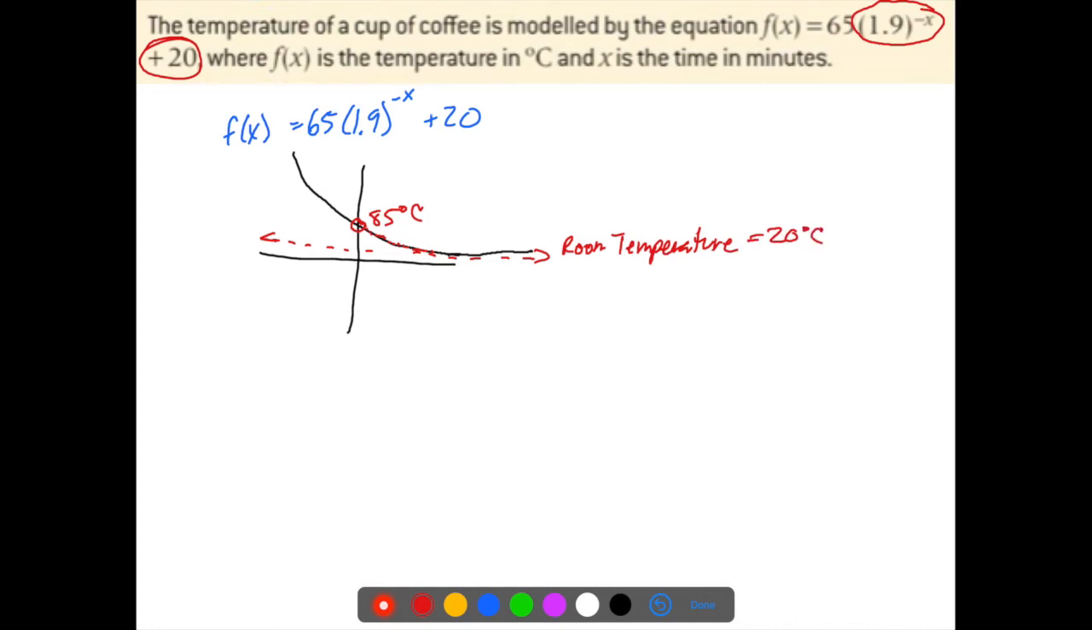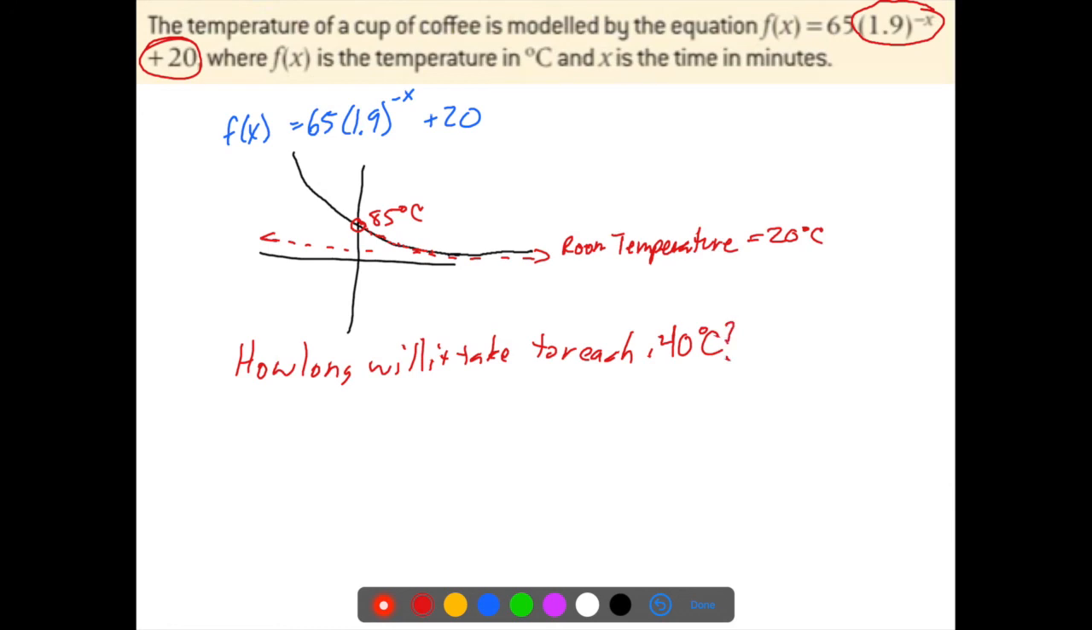All right. The last question they might ask is, how long will it take to reach, and then they might give you some temperature, let's say 40 degrees Celsius? So maybe I don't want to drink it until it's 40 degrees Celsius. That's lukewarm. It's kind of warm, but maybe I just want to make sure I'm not going to burn my tongue or something. So how long will it take to reach 40 degrees Celsius?